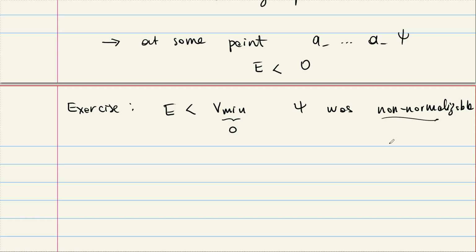So therefore, we need a new condition to impose, and this new condition is, at some point, A minus should hit a special state, which we are going to call psi 0, and it should give us 0.